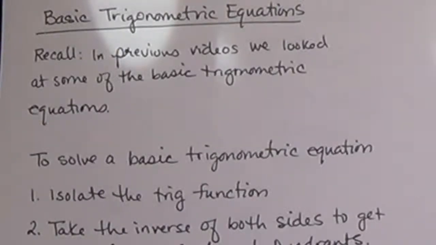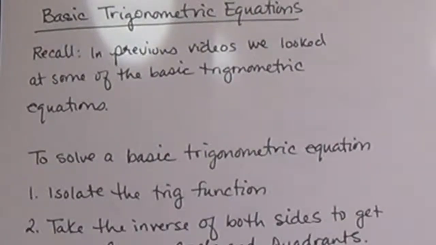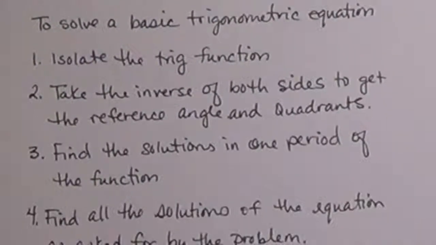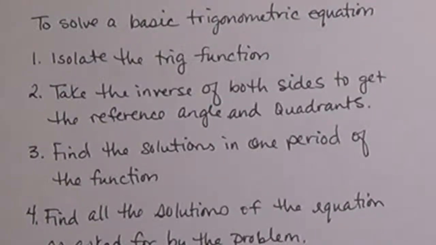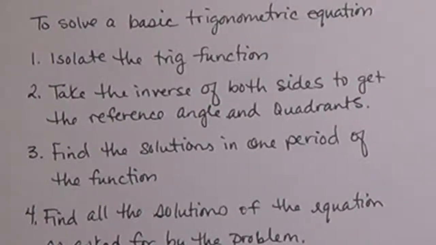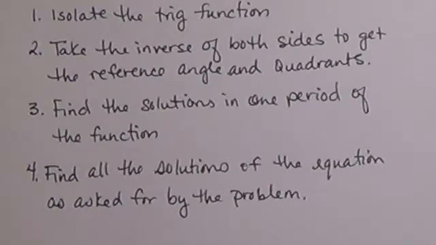To solve a basic trigonometric equation, the idea is to isolate the trig function, take the inverse of both sides to find the reference angle and the quadrants that the reference angles make sense in. Then we find the solutions in one period of the function, or you can think about one revolution, so between 0 and 2 pi. And then we use that to find the solutions for all of the values, so in any revolution of the unit circle.